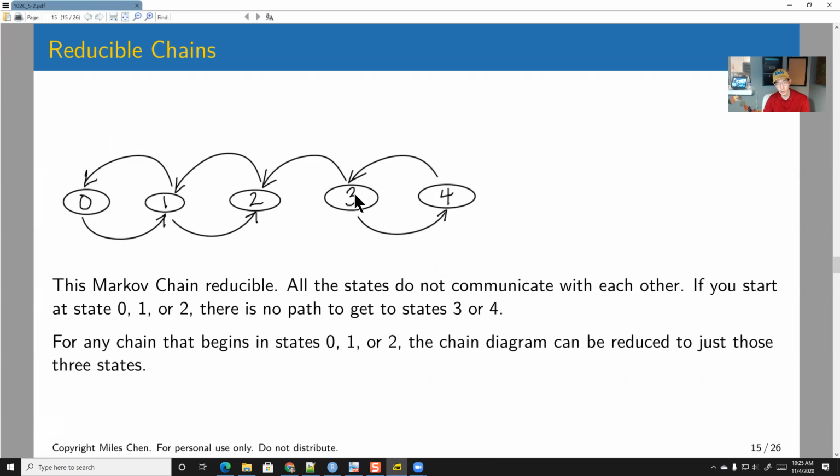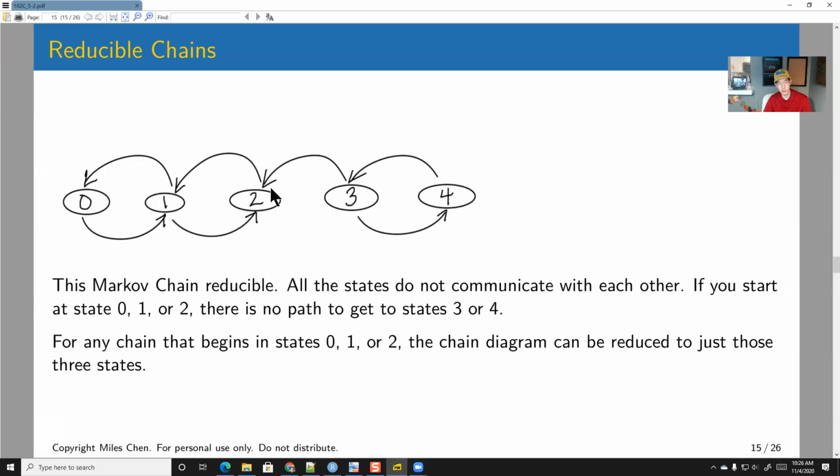If you're at 3 or 4, from state 3, you can reach 4. You can also reach 2, 1, and 0. And from 4, you can reach states 3, 2, 1, and 0. So we would say states 3 and 4 have access to 0, 1, and 2, but states 0, 1, and 2 do not have access to states 3 and 4. And so we would call this a reducible chain.